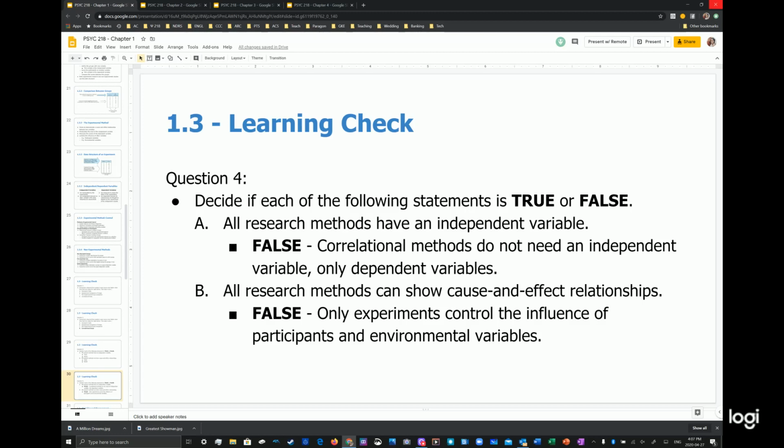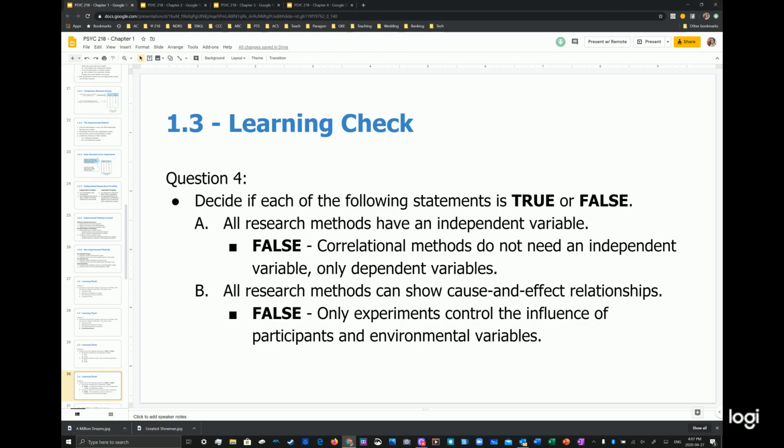And if you answered false for both of these, you would be right, because for A, a correlation study does not have an independent variable. They only measure, so they're both dependent variables. And for B, only the experiment method controls the influence of the participants and the environmental variables, and only that type of research study can show and test a cause and effect relationship between 2 or more variables, and usually it's 2 to keep things simple.